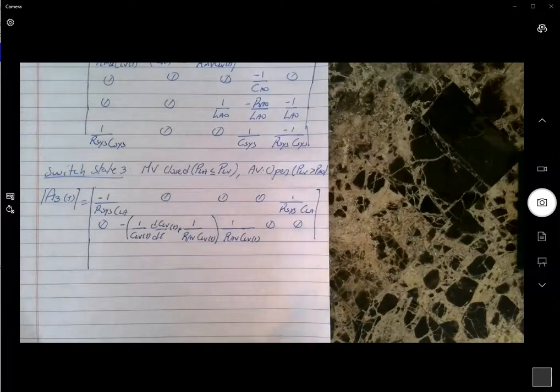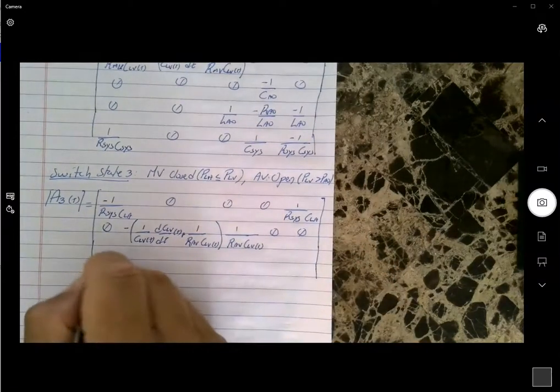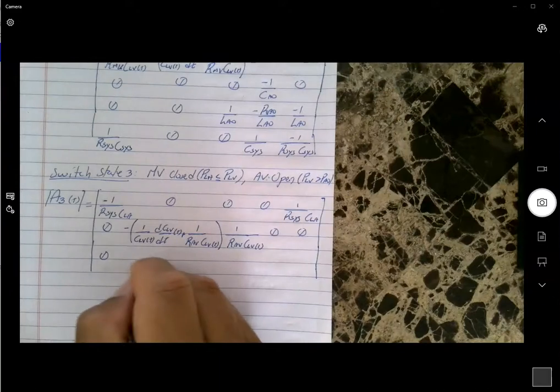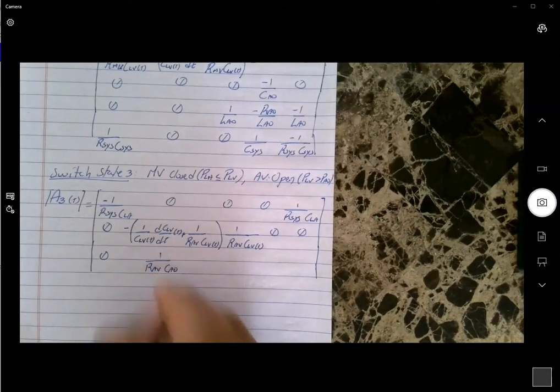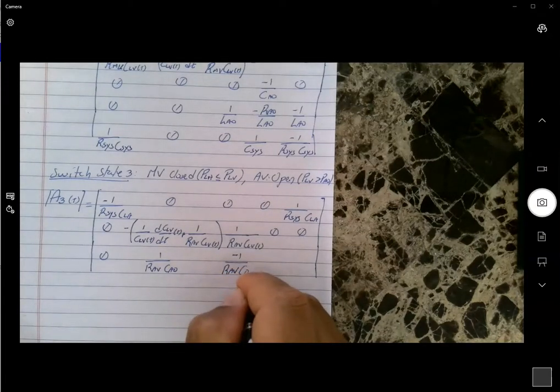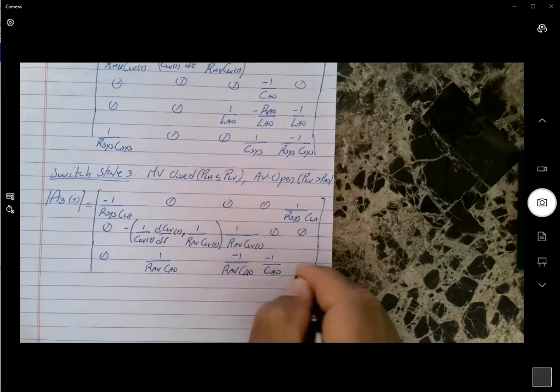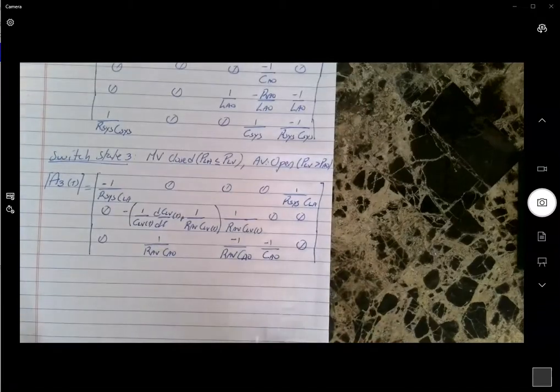Equation number three is the same as in matrix number one, because now the aortic valve is open. So this will be zero. This will be 1 over RAV CAO. Term number three will be minus 1 over RAV CAO. And term number four will be minus 1 over CAO. And term number five is equal to zero.